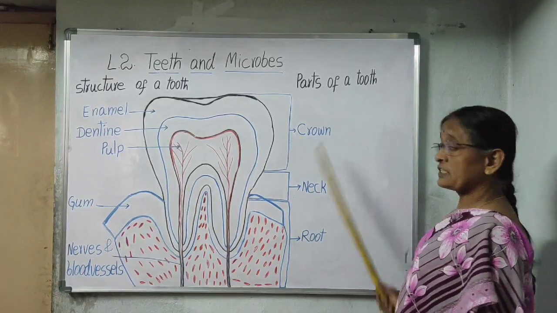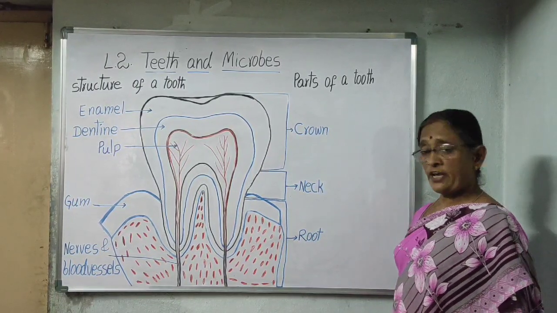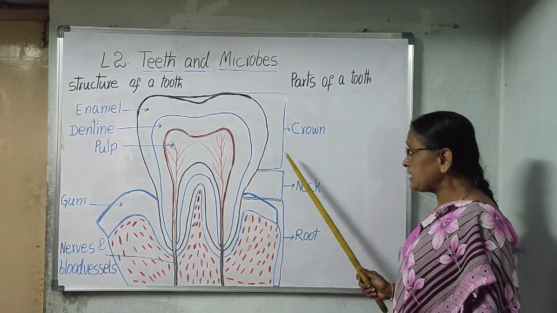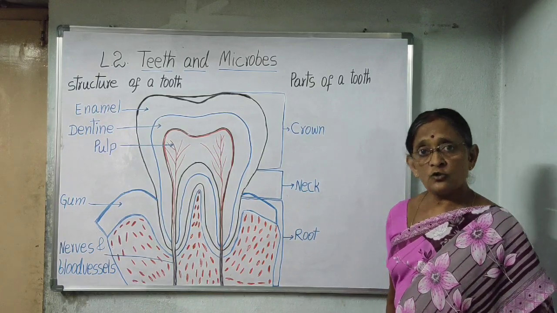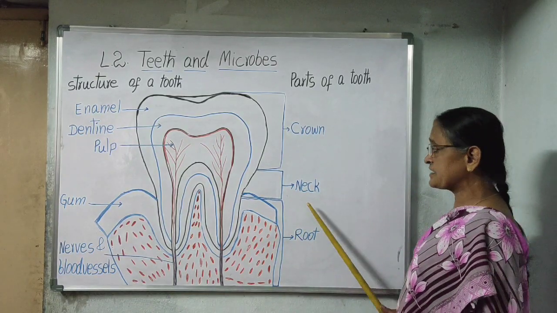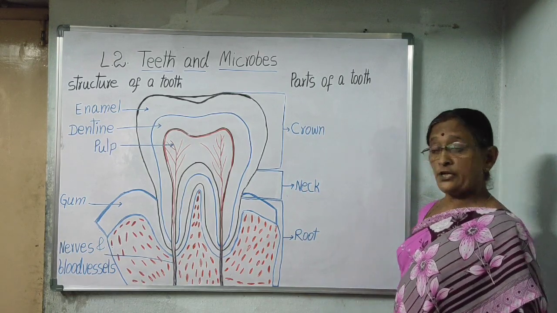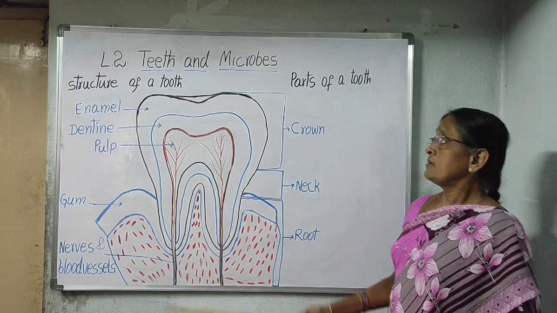Parts of a tooth. A healthy tooth has three parts: crown, neck, root. The part of the tooth which is above the gum is called the crown. The part of the tooth which is inside the gum is called the root. The part of the tooth which is in between the crown and the root is called the neck.